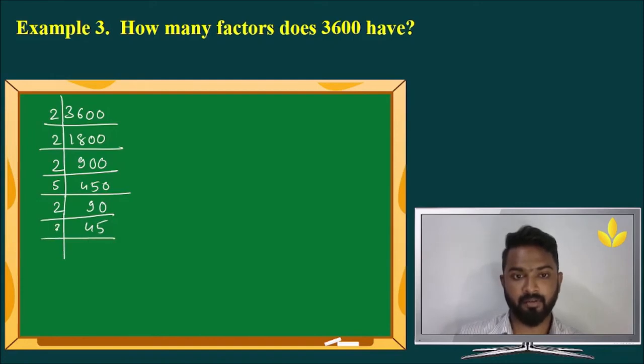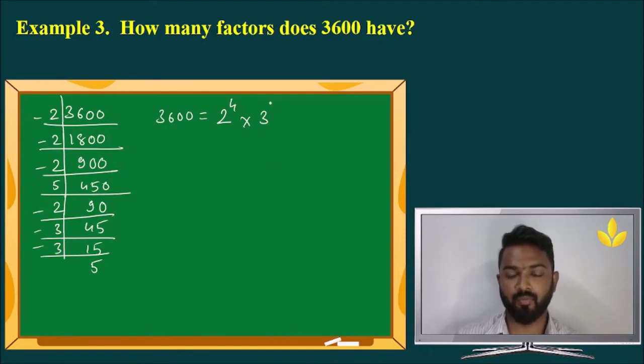Then we have 3 15s are 45. 3 5s are 15. So 3600 is equal to 2 to the power what? 1, 2, 3 and 4, into 3 to the power what? 1 and 2, into 5 to the power what?